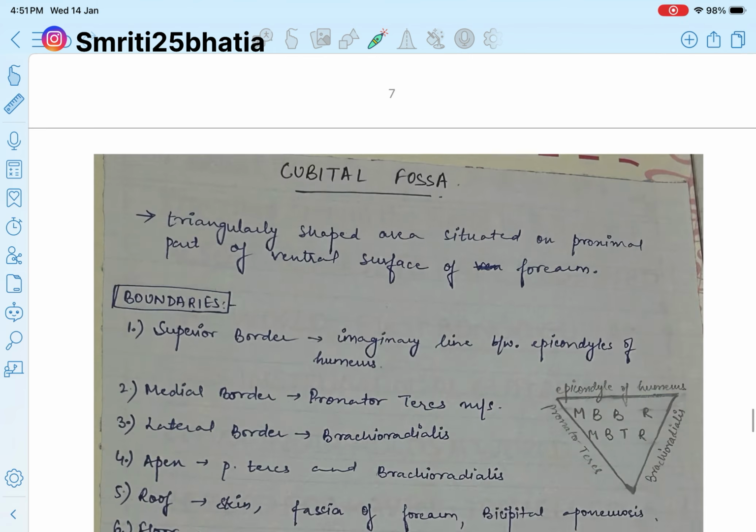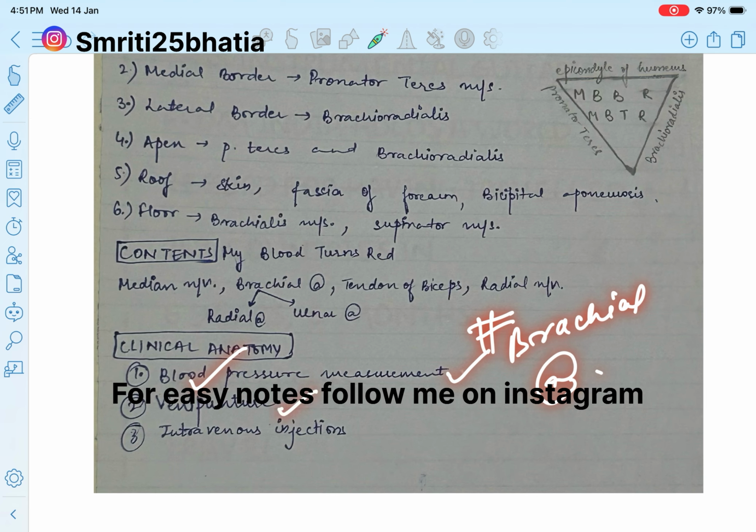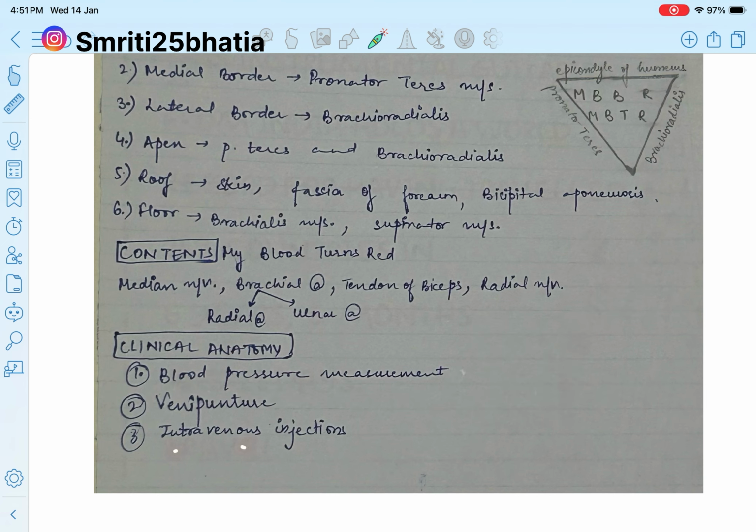Then we have the clinical relevance, not the clinical anatomy, the clinical relevance. So what is the clinical relevance of this cubital fossa? First one is the blood pressure measurement. We use the brachial artery to measure the BP. Next is the venous puncture, and the third one is the intravenous injections. So these are the clinical relevance of the cubital fossa.